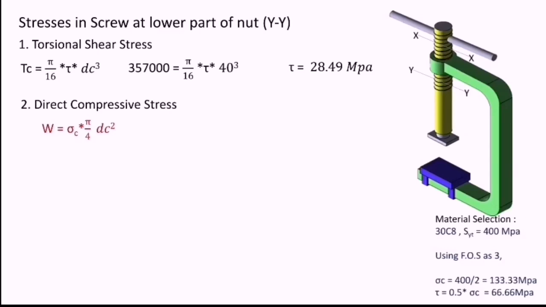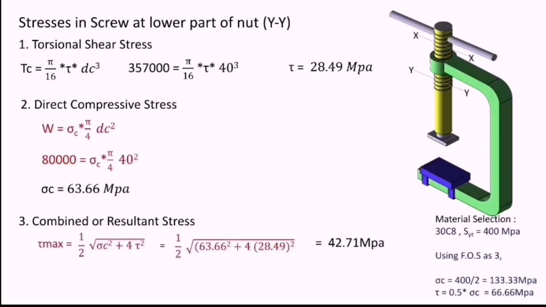For compressive stress, I have the relation W is equal to sigma c into pi by 4 dc square. On substituting the values, I will get the value of sigma c as 63.66 MPa. As section YY is subjected to two stresses at the same time, I need to find the resultant stress. By the maximum shear stress theory, the resultant stress acting at section YY is 42.71 MPa. 42.71 is less than the permissible limit, that is 66.66 MPa. Hence we can say that our design of the screw is safe.